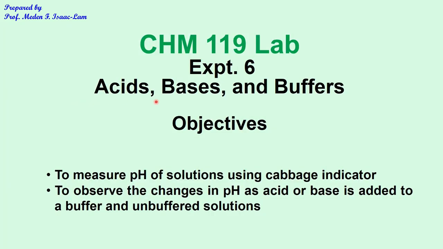Experiment 6 is about acids, bases, and buffers. The objectives of the experiment are to measure the pH of solutions using cabbage indicator and to observe the changes in pH as acid or base is added to a buffer and to unbuffered solutions.